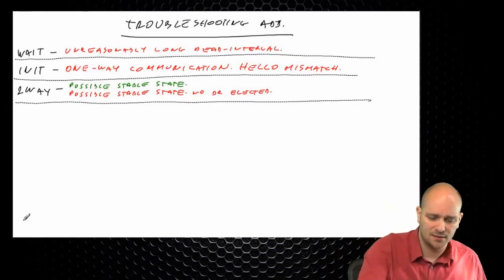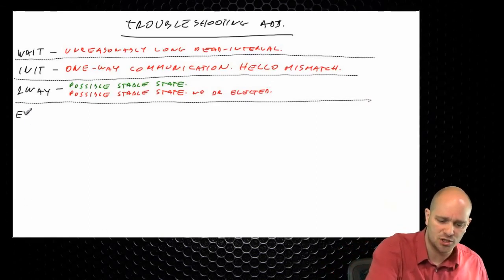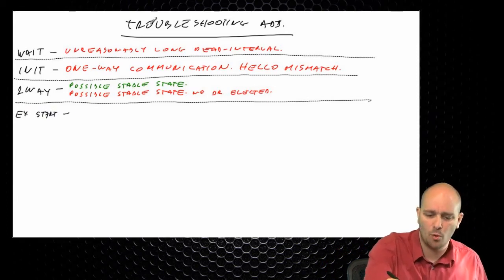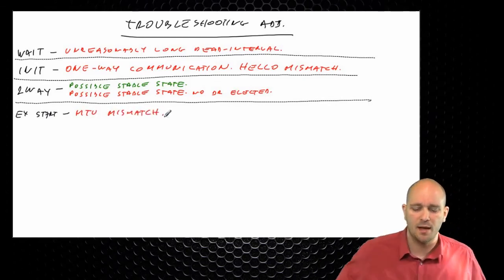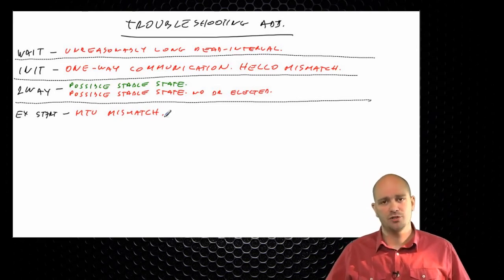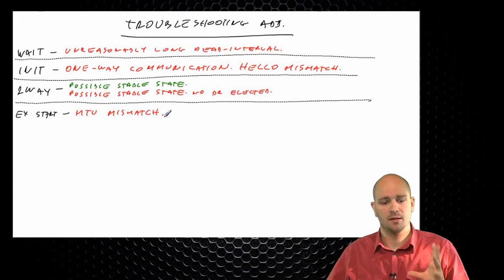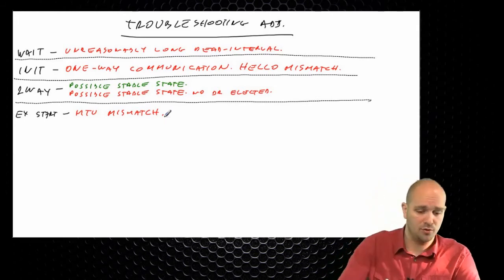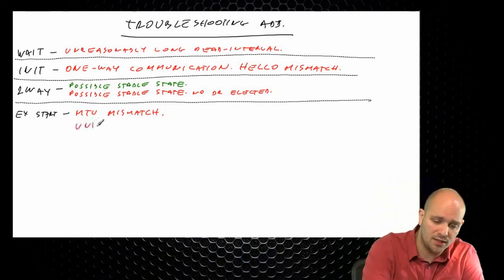So the next one that we have is exchange start. And the number one reason is the MTU mismatch. So if two routers are claiming different MTU sizes, this is going to be the problem. They are going to be stuck in exchange start. Now, there is one more reason, and that is unicast reachability.